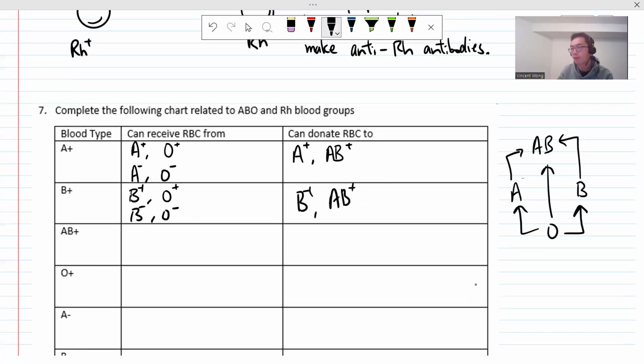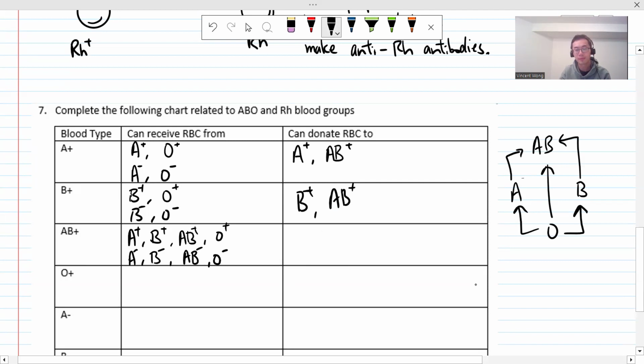Who can AB positive receive from? A positive, B positive, O positive, AB positive. Yeah, positive. Everybody, right? So if you're AB positive, then congratulations. You can receive from many people. I'm AB positive. Right? And who can you donate to? AB positive. Just positive, right? Make sense?